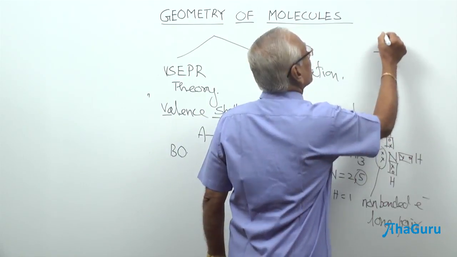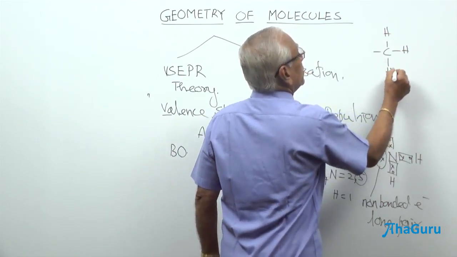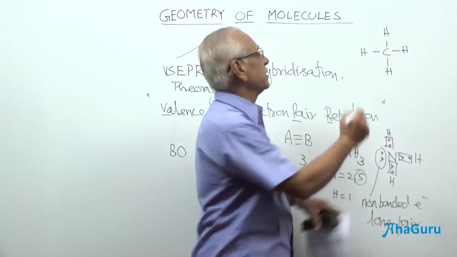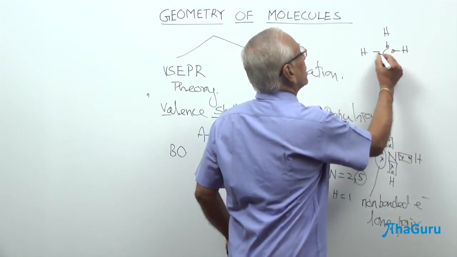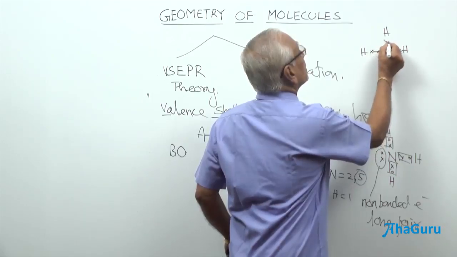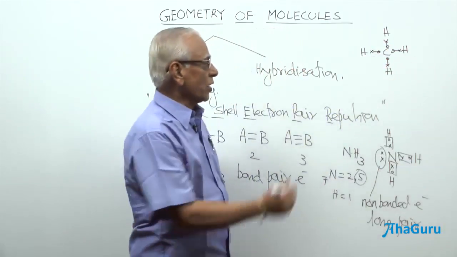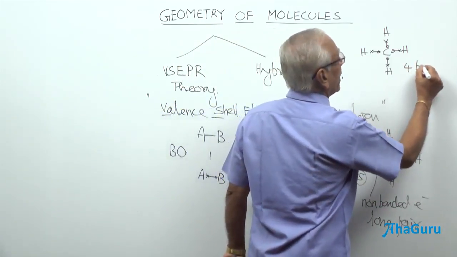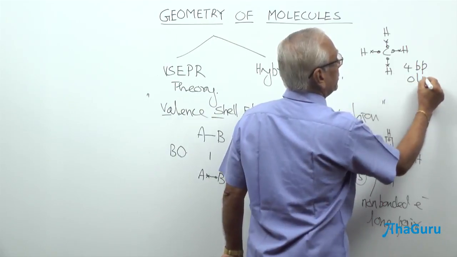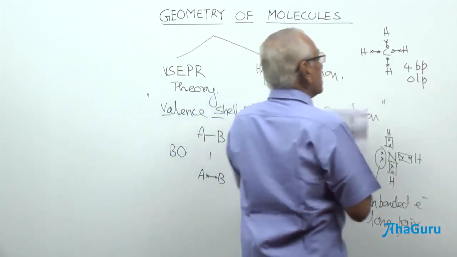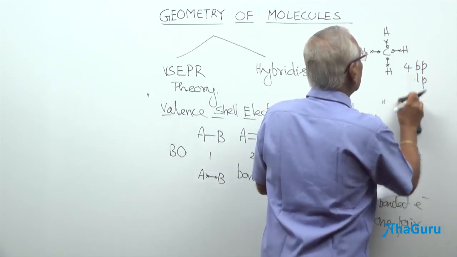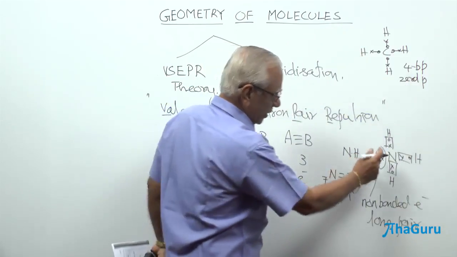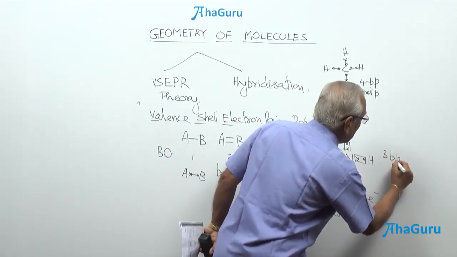Let us take methane. My dear students, you know the structure of methane, the electron dot formula. Carbon has got 4 electrons in the outermost shell, and hydrogen has got 1 electron. So, there is a bond formation. Around carbon there are only 4 bond pairs and 0 lone pair. Whereas here in ammonia it has got 3 bond pairs and 1 lone pair.